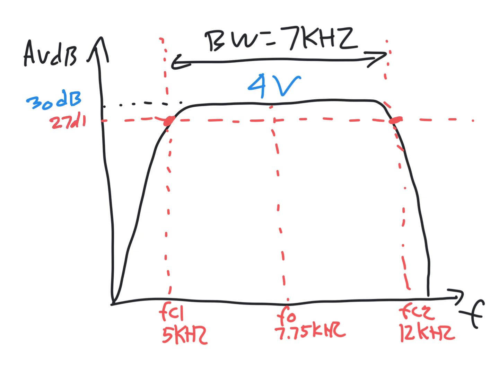Therefore, at FC1 and FC2, the gain is down 3 dB, or 27 dB. Okay, and then at FC, the output voltage was 70% of the 4 volts, which we calculated to be 2.83 volts there.